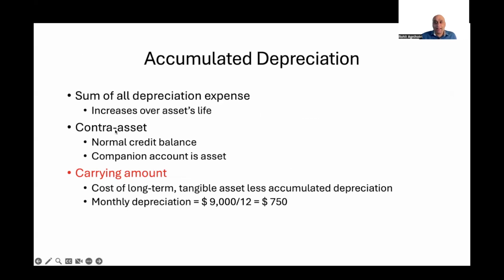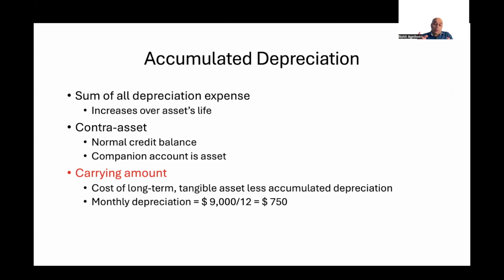Your contra asset will always have a normal credit balance. It will accumulate all the depreciation that has taken place. It is always seen with a companion account. So it will always be with either a building, certain equipment, a shuttle bus, or a truck, with anything that you're depreciating, it will always have a companion account. It will always accompany the asset that it is recording depreciation for, and it will have the sum of all the depreciation that has taken place.